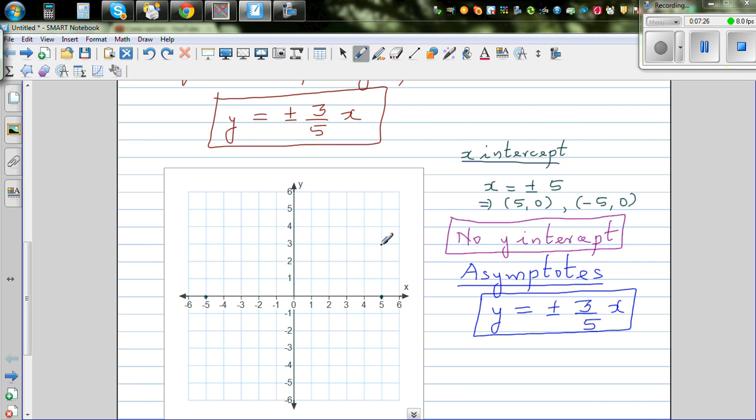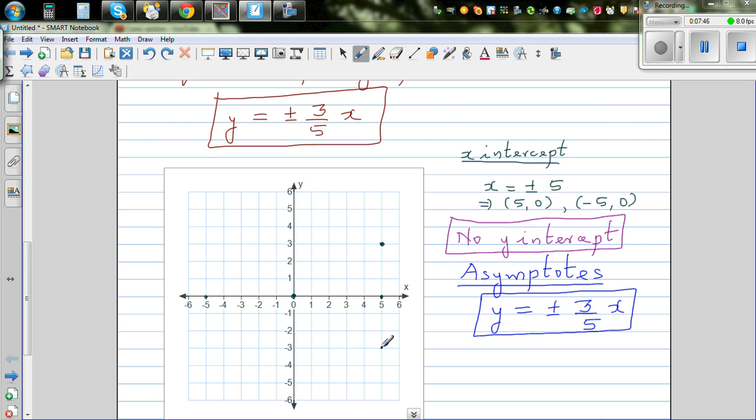So this is one line. It will always pass through the, in this case, the center. A standard hyperbola's asymptotes will pass through the origin here. So minus 3 over 5 means a rise of minus 3 for a run of 5.